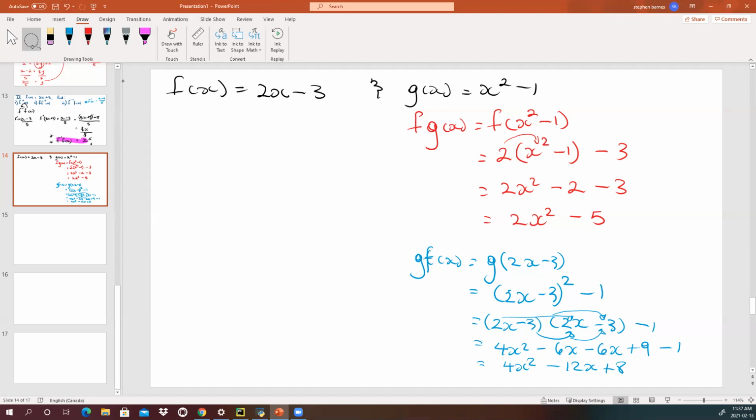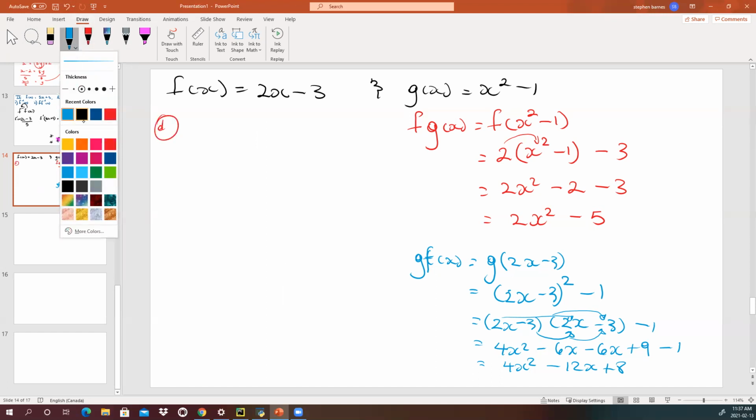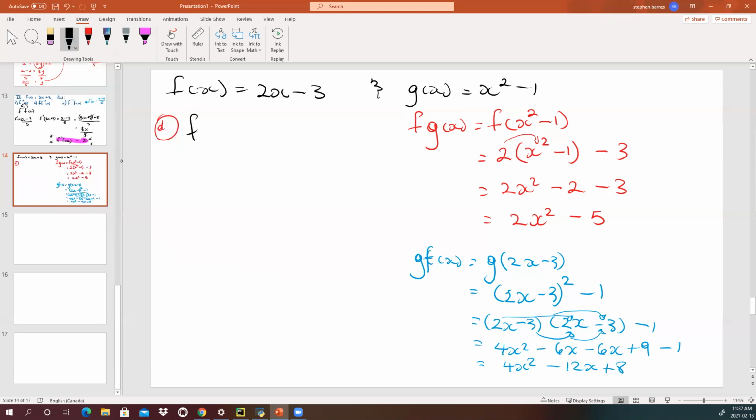All right, so we're going to do the last one, section 5 or whatever you want to call it now, D, I think. That one is the inverse of F inverse. So we're being asked to find F inverse. All you need to do is follow the steps.